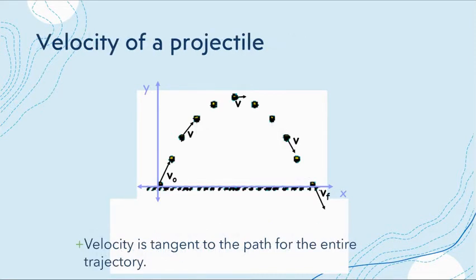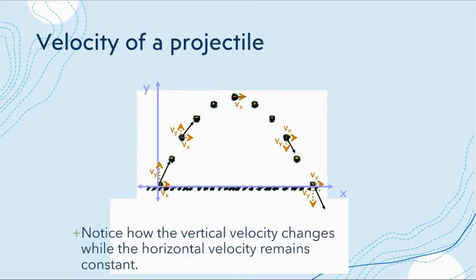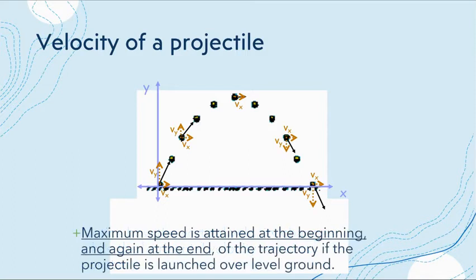Now, your velocity is tangent to the path of the entire trajectory. So notice we have our velocity vector here, our velocity vector there, our velocity vector there. So it's going to actually be a tangent line the entire path. Another thing to recognize is Vx is not changing, but Vy is. You start longer and then you get shorter and then go to 0 and then get longer and even longer. Okay, so the velocity can be resolved into your x components and your y components. And again, notice that the vertical velocity changes while the horizontal velocity remains the same.